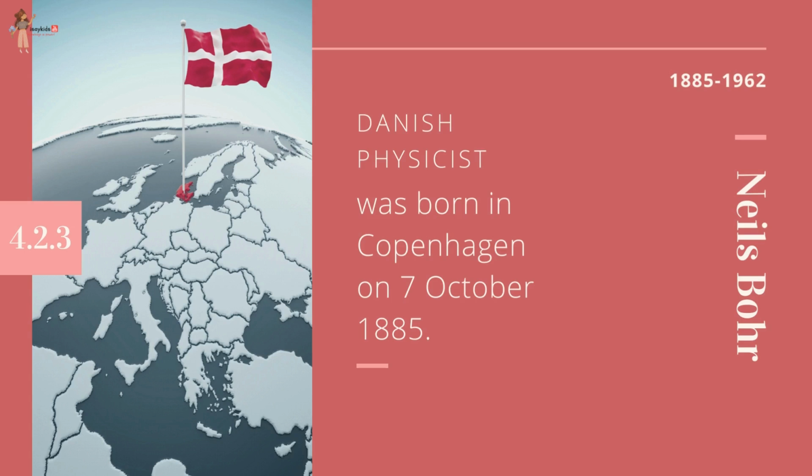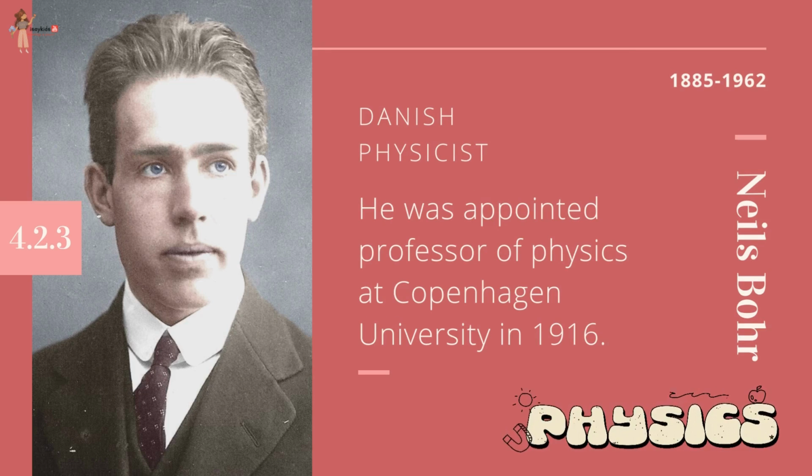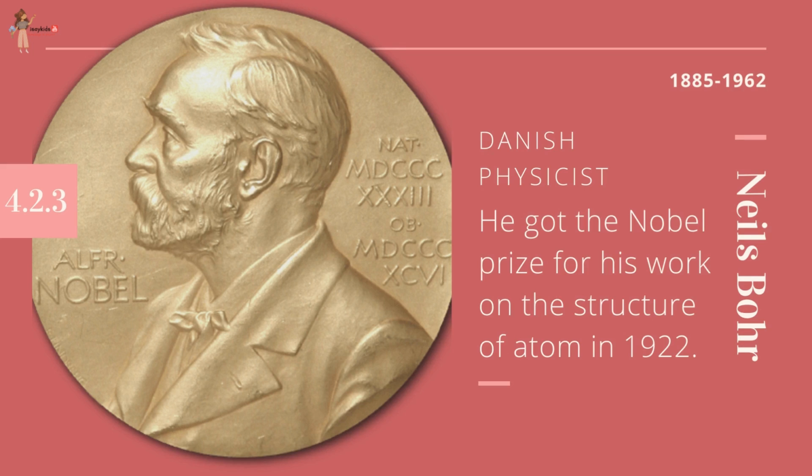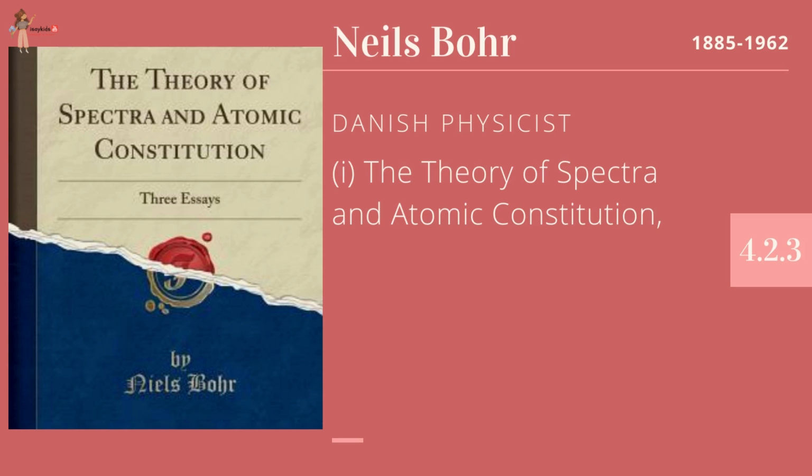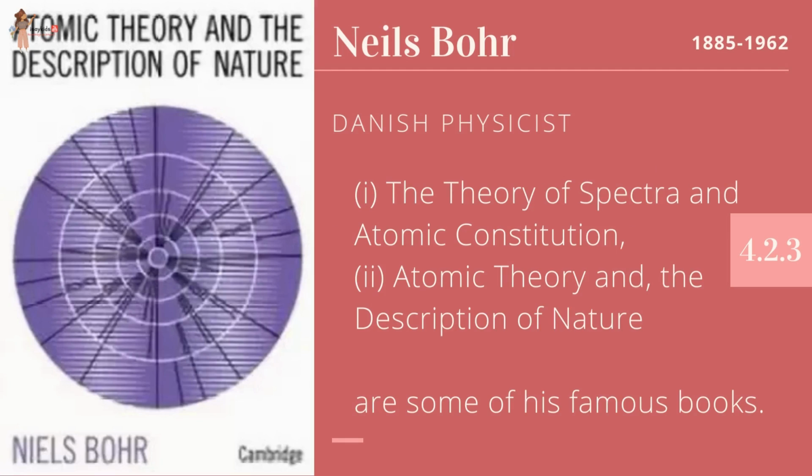Niels Bohr was born in Copenhagen on 7th October 1885. He was appointed professor of physics at Copenhagen University in 1916. He got the Nobel Prize for his work on the structure of atom in 1922. Among Professor Bohr's numerous writings, some notable books are The Theory of Spectra and Atomic Constitution, Atomic Theory and the Description of Nature.